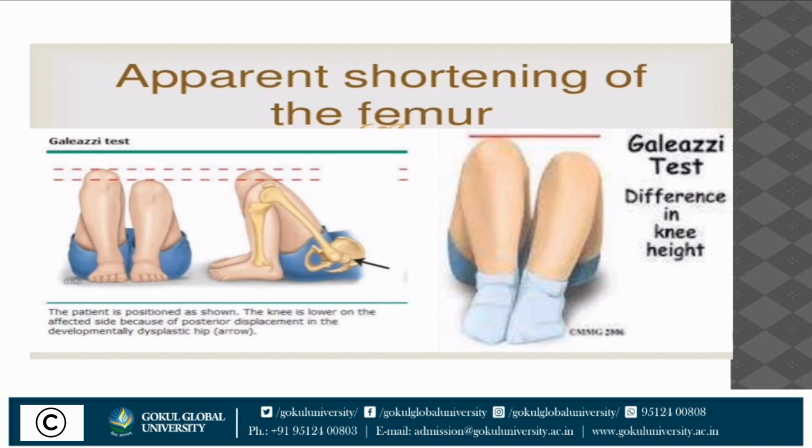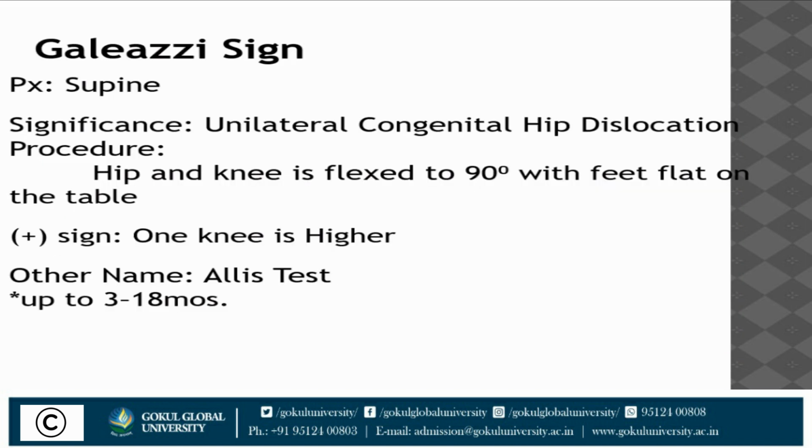So there is unilateral congenital hip dislocation on the limb that is lower. So here, if left knee is lower, that means on left side, as we can see in this arrow, on left side there is hip dislocation. So test is positive. Other name of this test is Ellis test, and this is performed in the baby of 3 to 18 months.